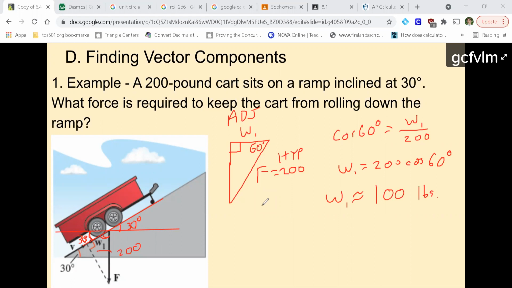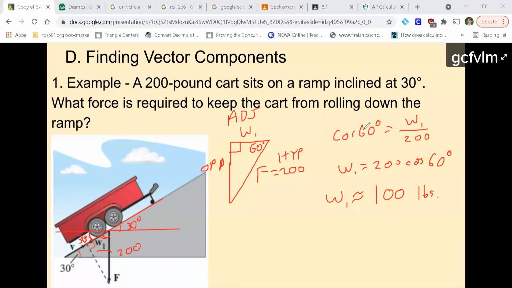So if the wagon has a parallel force of 100 pounds moving along the ramp, you would need an opposite force of 100 pounds to keep it held there. Again, that assumes the ramp is frictionless. If the ramp wasn't frictionless, then you would also need to find the perpendicular component here, which we would do the same thing. We would just find the opposite. So then we do the sine of 60.